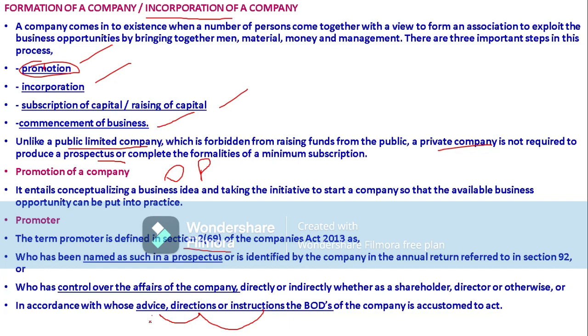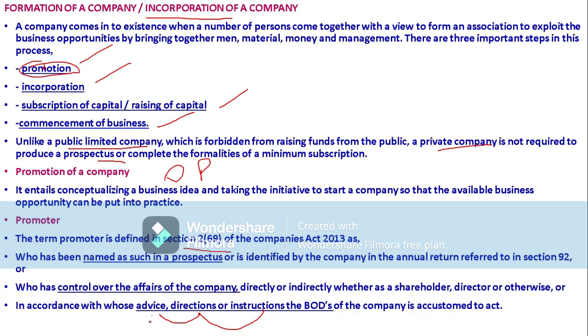Likewise, fixing up signatories to the memorandum of association, because the memorandum of association, articles of association, and a prospectus will be submitted to the ROC at incorporation of a company. So the signatures should be seen by this promoter. He has to look over all these aspects.